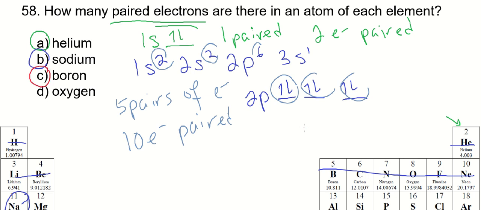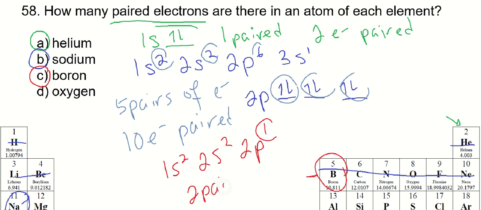Boron. That's boron number 5. So there's only 2, right? So the first s orbital, that's paired. That's one pair of electrons. And then the 2s, that's another pair of electrons. And then that's the only one in the 2p. So it can't be paired because it's solo. Right, so you got 2 pairs of electrons that are paired. Or you can say 4 electrons are paired.